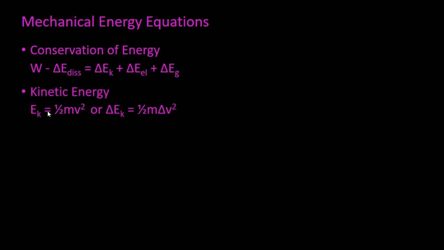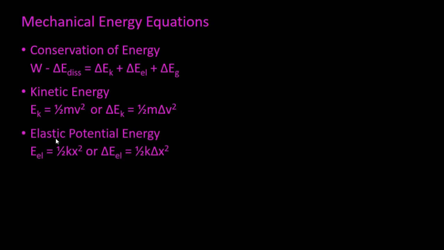And then when it comes to calculating the amount of kinetic energy, or the amount of energy stored in the kinetic mechanism, it's 1/2 times the mass of the object times the velocity squared. Or, since our conservation of energy equation focuses on the change in kinetic energy, the change in the kinetic energy is equal to 1/2 the mass times, in parentheses, the final velocity squared minus the initial velocity squared.